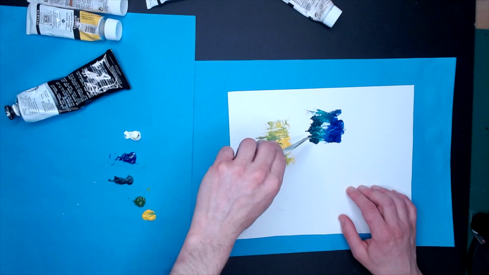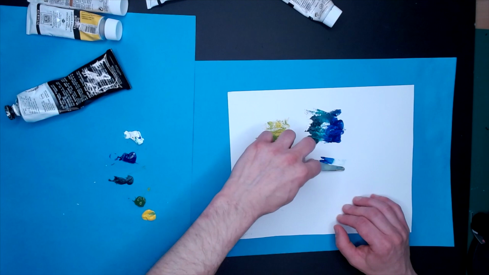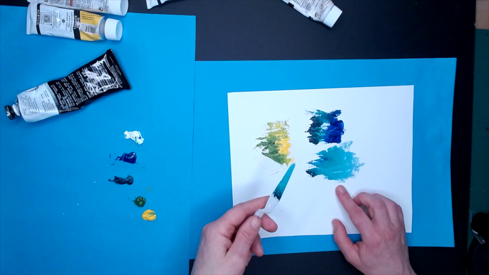I don't want to overmix it because what happens if you overmix it? Well, you're just going to get mixed colors, right? Which is fine, but I don't want to mix colors. I want to get a marbled effect. So the more that I keep on mixing it, this is going to be one color. Okay, and I'm aiming to get a variety of colors on there.